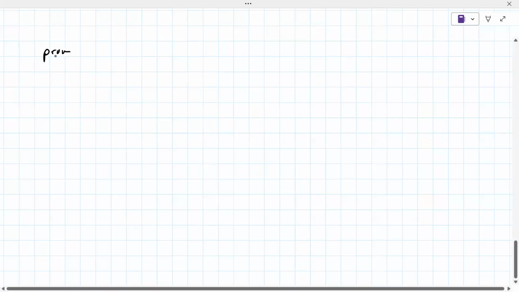Okay. So let me give you here's a classic test question. Prove the derivative of cotangent x is minus cosecant squared x.